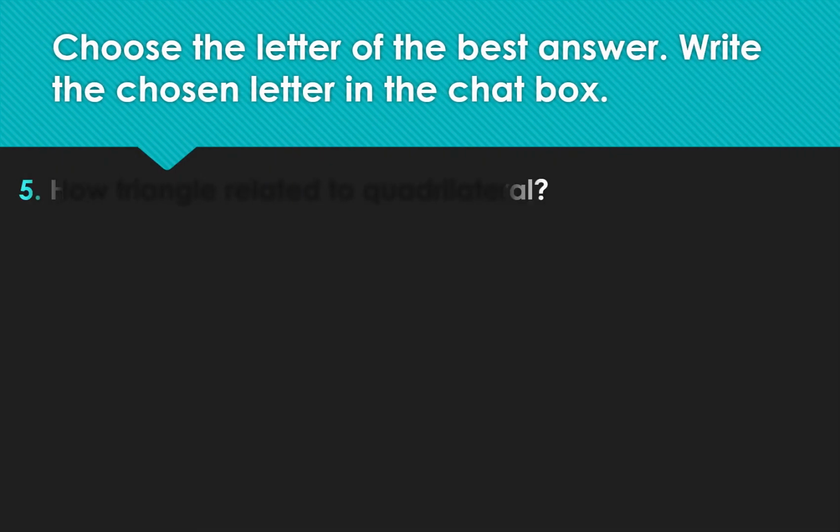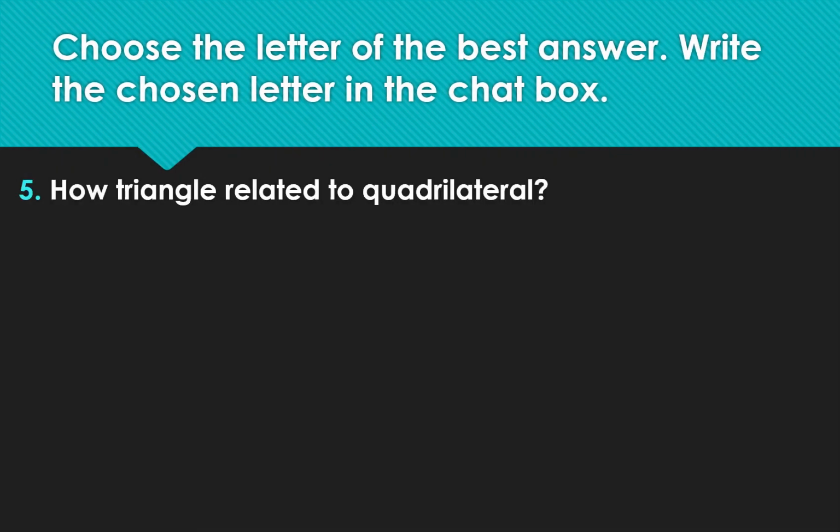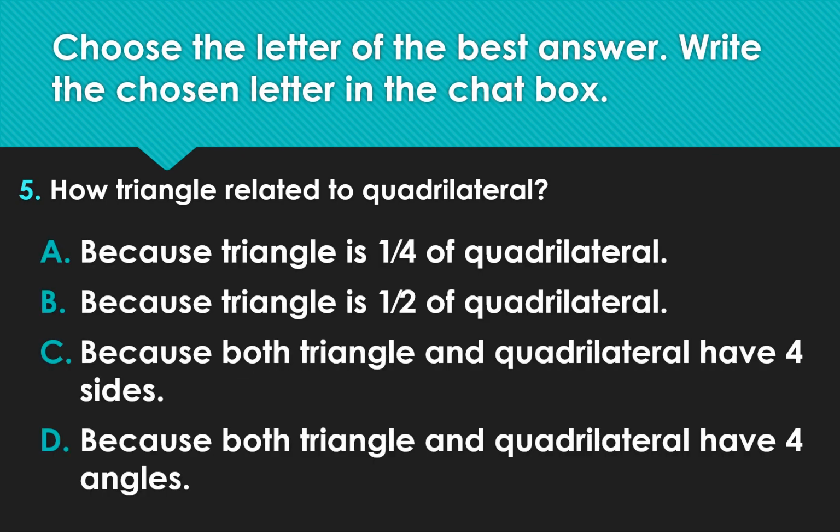For number 5, how does a triangle relate to quadrilaterals? A. Because a triangle is 1/4 of the quadrilateral. B. Because a triangle is 1/2 of the quadrilateral. C. Because both triangle and quadrilaterals have four sides. D. Because both triangle and quadrilaterals have four angles.